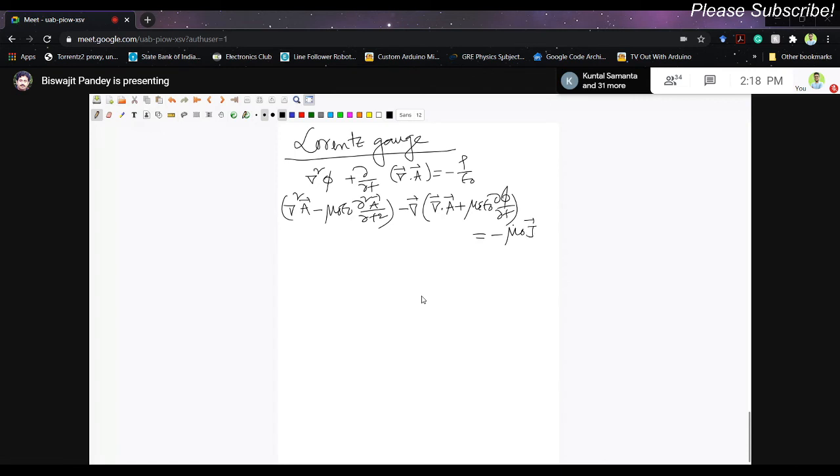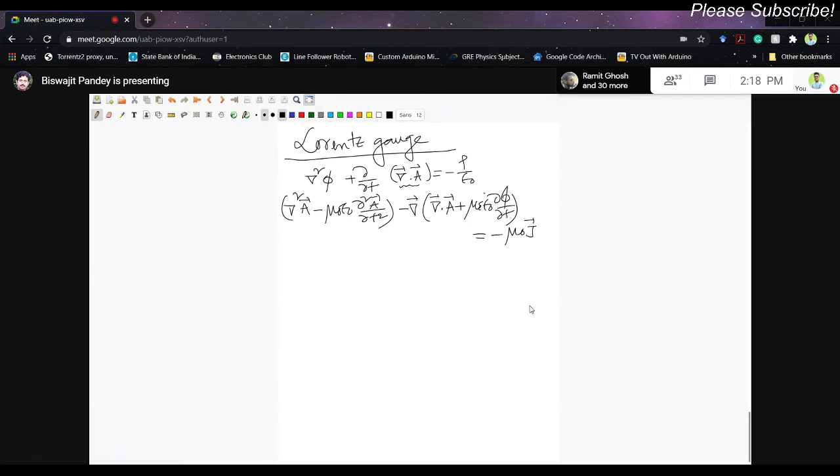So what is Lorentz gauge? Lorentz gauge is a bit clever, because you see earlier when we made the divergence of A 0, this equation was simpler, but this equation was ugly. So this time it starts from the second equation. So let us make this term 0.